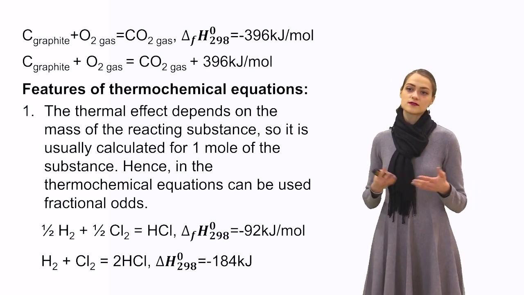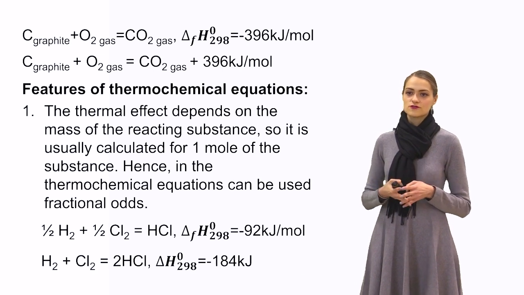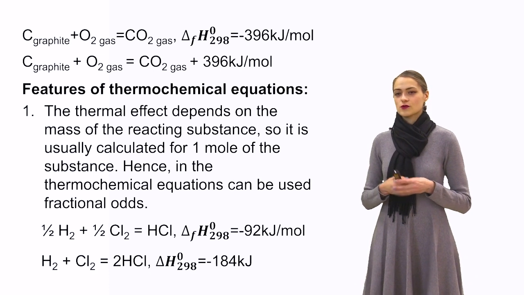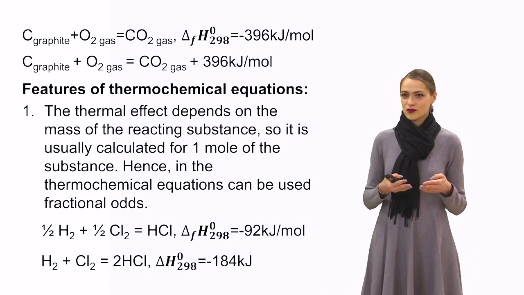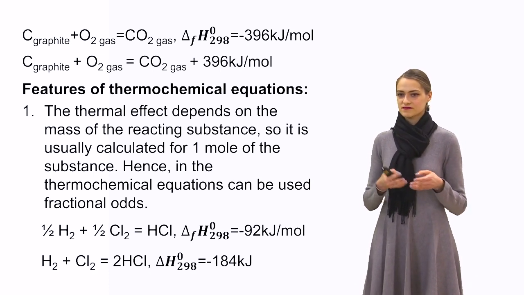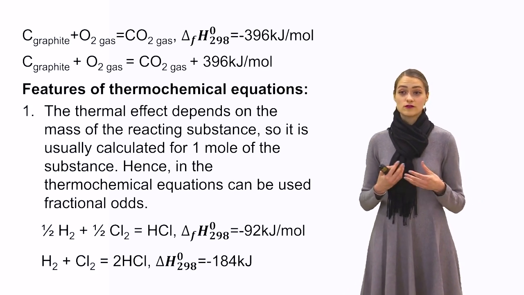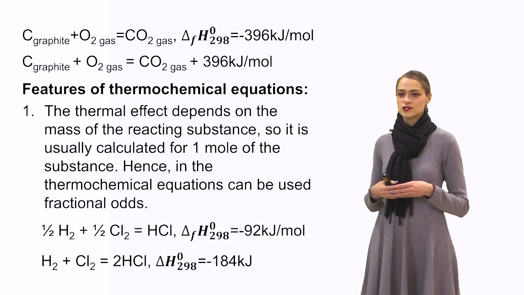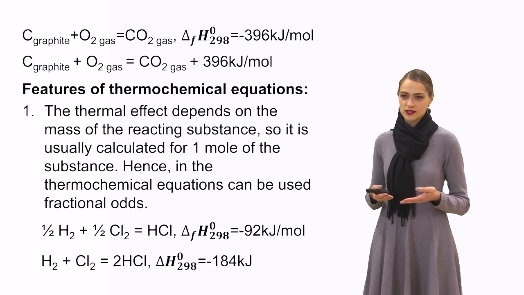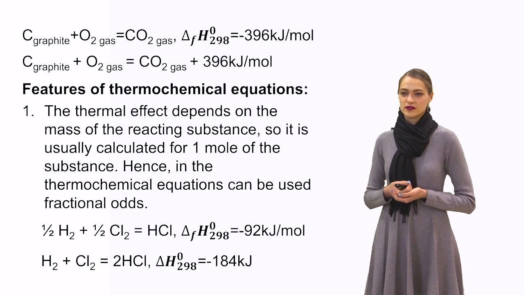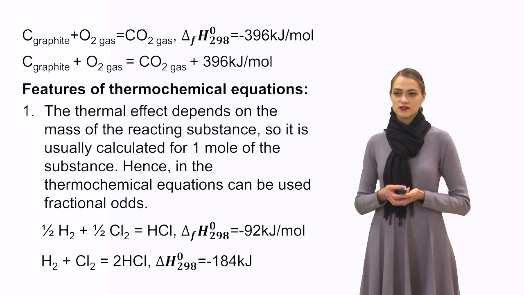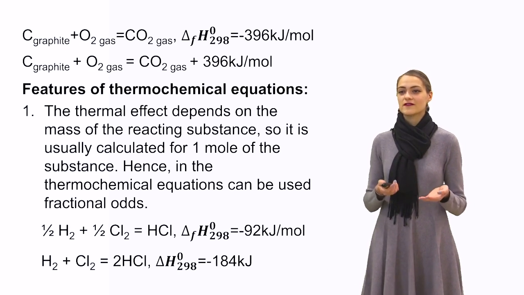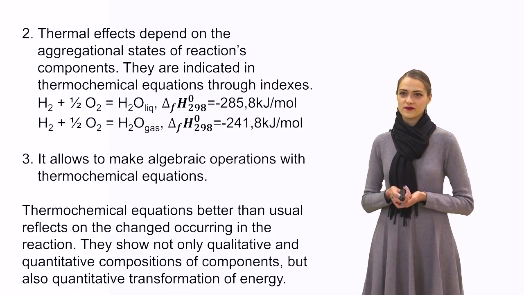But if we rewrite such a reaction in common form, so if we take 1 mole for both gases, hydrogen and chlorine, of course it produces 2 moles of hydrochloric acid, and in this situation we need to double our heat effect. So now we write heat effect equal minus 184 kilojoules, and as well we can say that we have an exothermic reaction here.